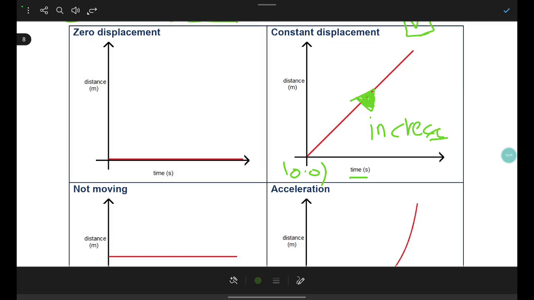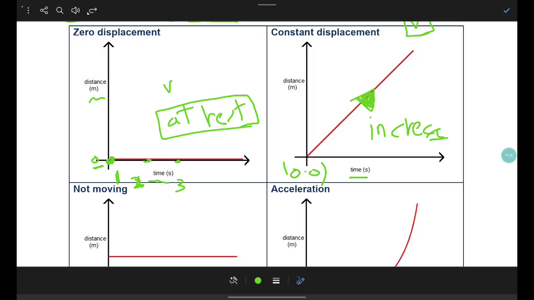The second graph, distance and time, the slope always gives us velocity. The kind of velocity here, if we notice that at 1 second the distance is 0, 2 seconds distance also 0, 3 seconds distance also 0. That means this body or this object isn't moving. This object is at rest. So it is represented graphically as a straight line parallel to the horizontal axis.